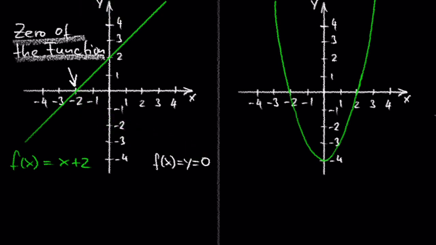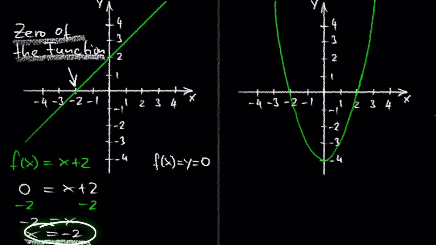So we just have to plug in 0 for y and calculate x. So we can write 0 equals x plus 2. And after subtracting 2 from both sides, we get x equals -2. So the zero of this function is -2, and we're done with this problem.